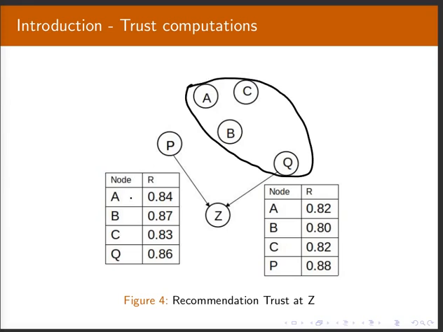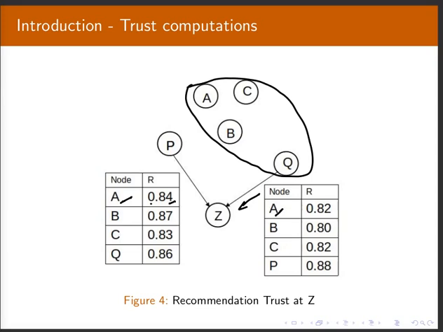For example, P has a trust value of 0.84 on node A and 0.87 on B. All these values will be put together as a recommendation, and this will be forwarded to Z. So when Z receives it, Z knows whatever trust values P has on these nodes. Similarly, Q also sends trust values as recommendations to Z. So now Z has recommendations on A from P and Q.